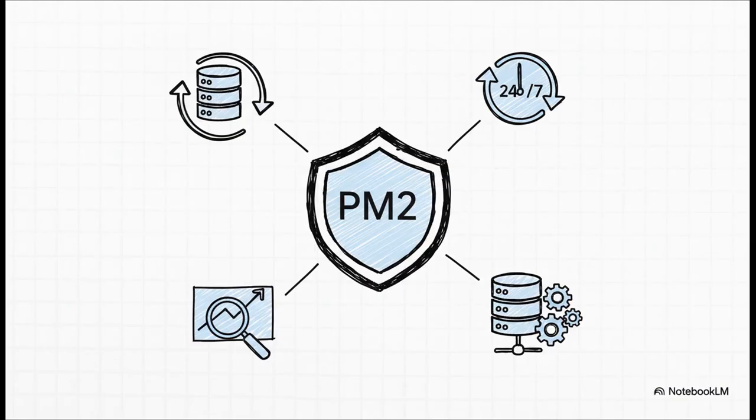So why does all this matter? The crucial point here is that PM2 isn't just another utility. It's a whole strategy for reliability. It keeps your apps online 24/7, it enables zero downtime reloads, it lets you maximize your server's performance, it gives you simple, built-in monitoring, and it makes sure your app survives server reboots. It covers all the bases.